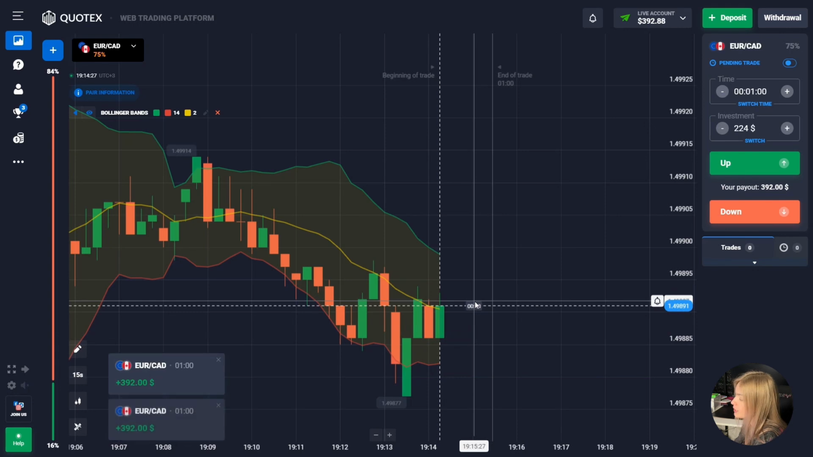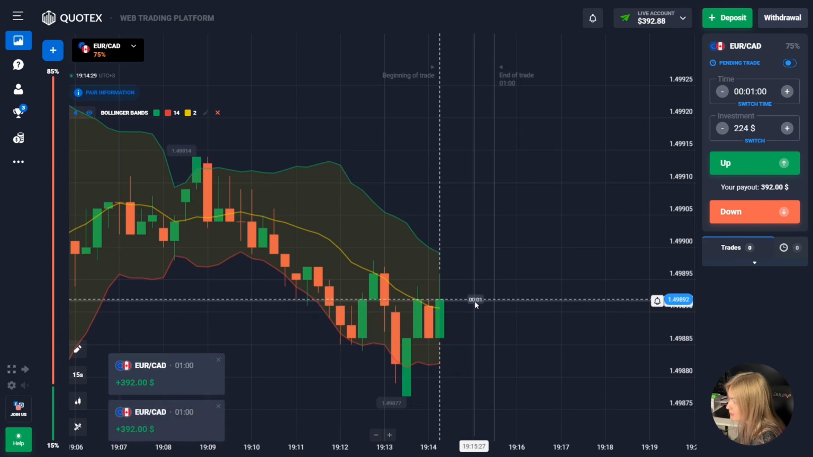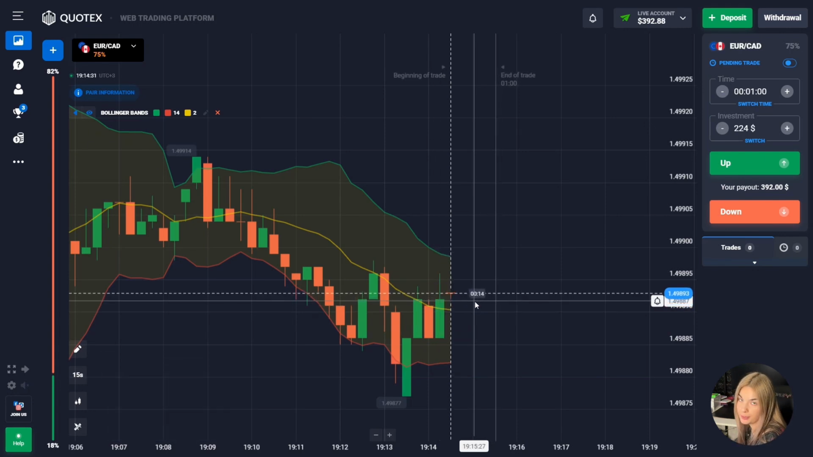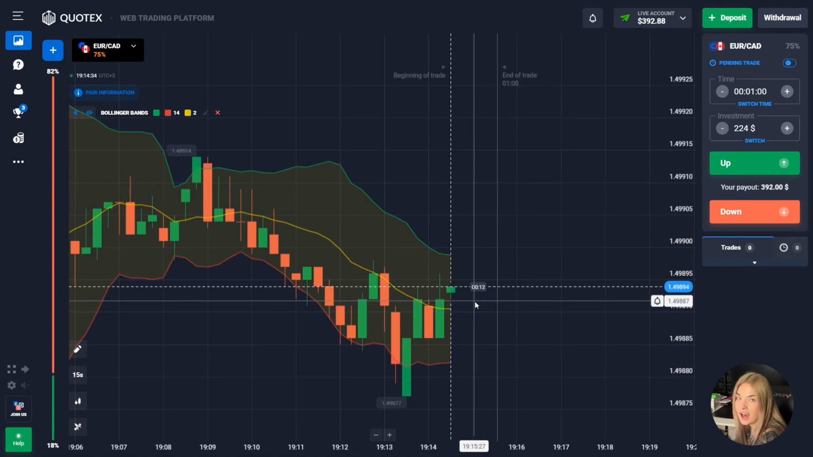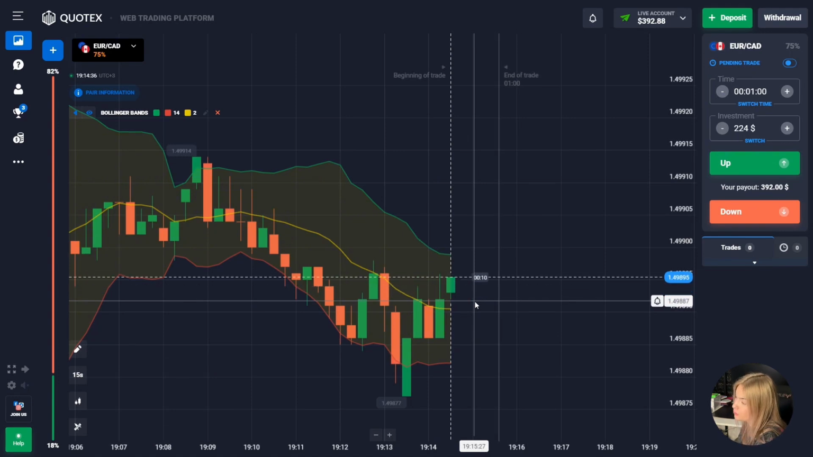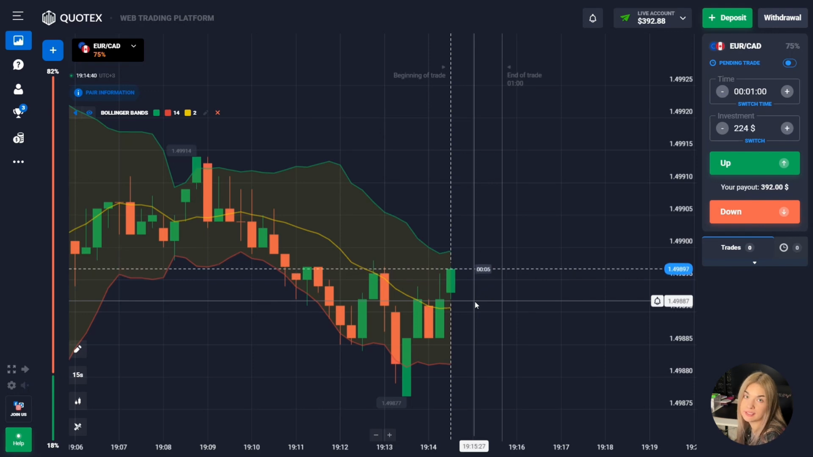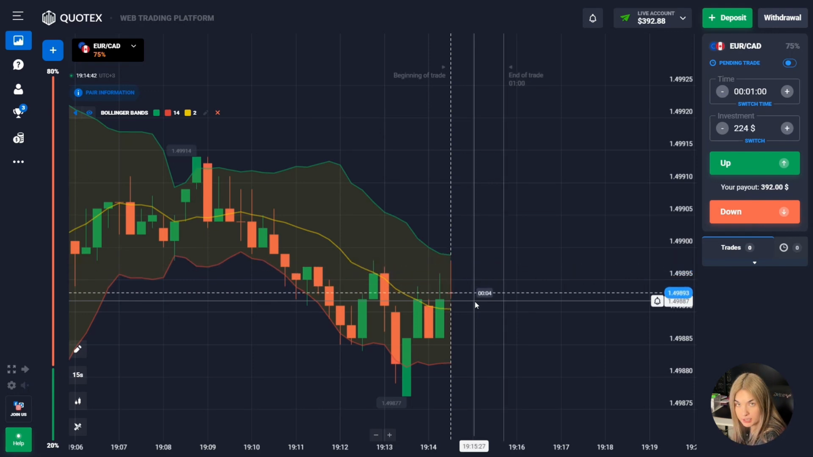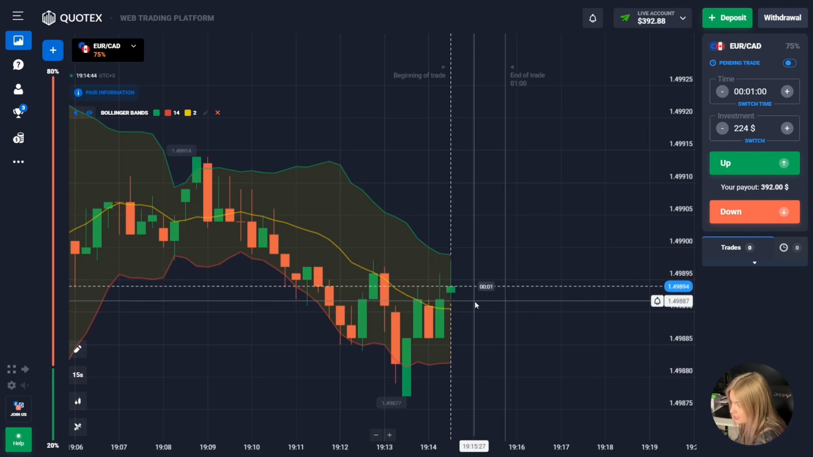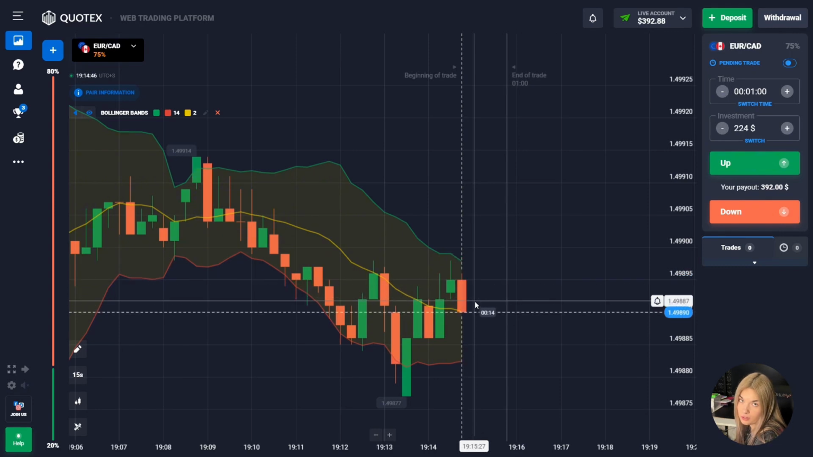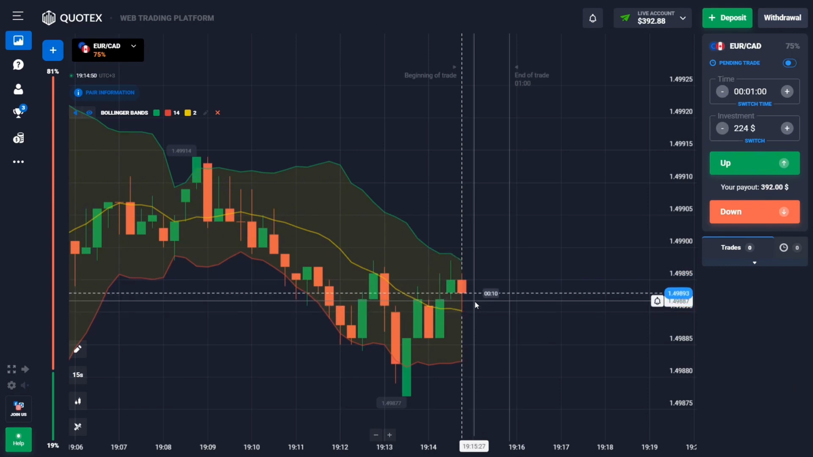Excellent. As you can see, the price is moving according to our scenario and made a good pullback up. This is how we got the profit here, and our deposit has already increased from the initial amount more than 10 times. This is a great result. As you can see, so far the indicator didn't work bad at all. And so guys, let's continue.